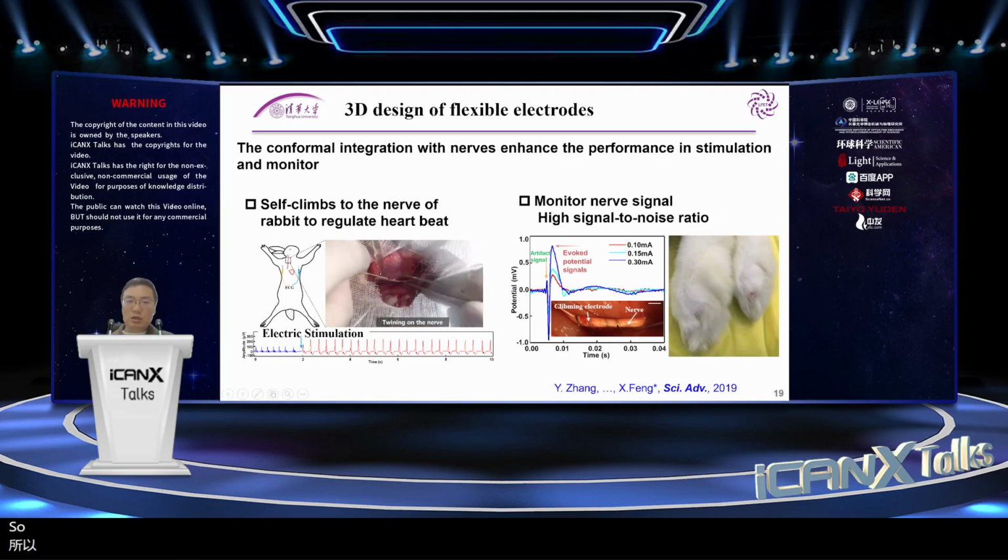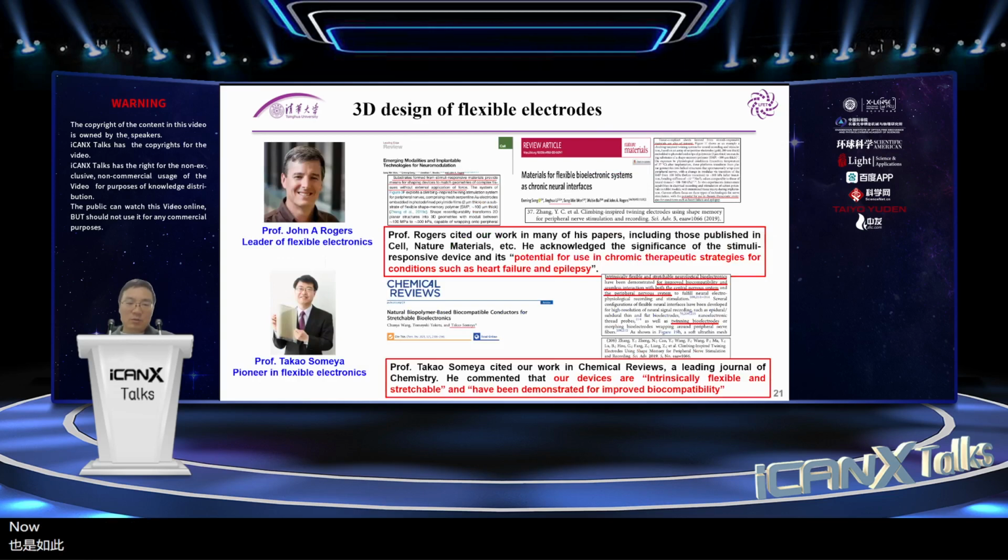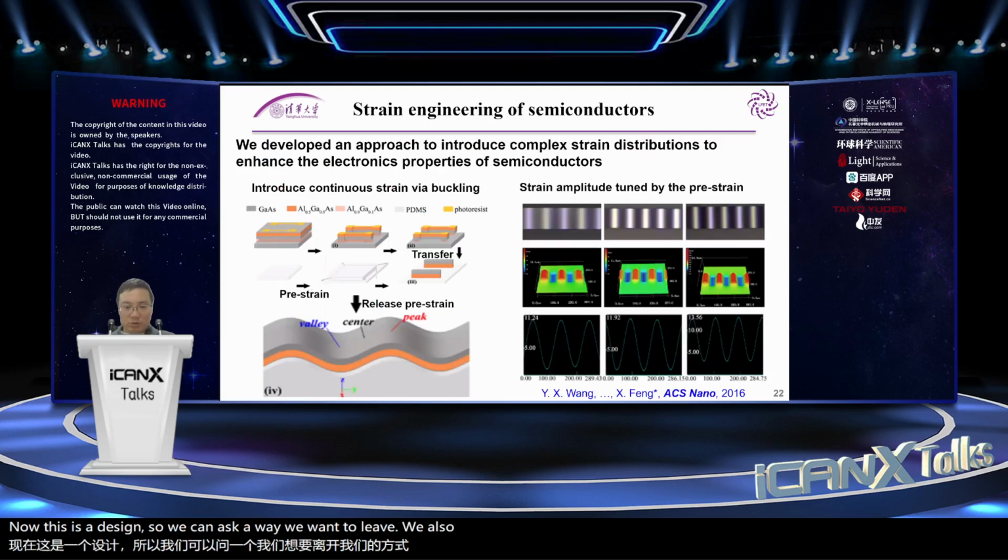Actually, we can use this 3D flexible electronics to do more experiments for neuroscience. And then we can apply different voltages to control the motion of the body. So now this is a design. We also want to know how the deformation influences the semiconductor efficiency.